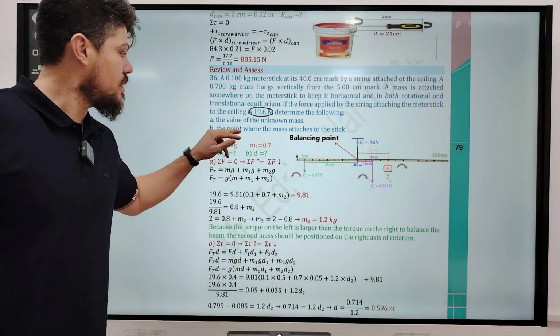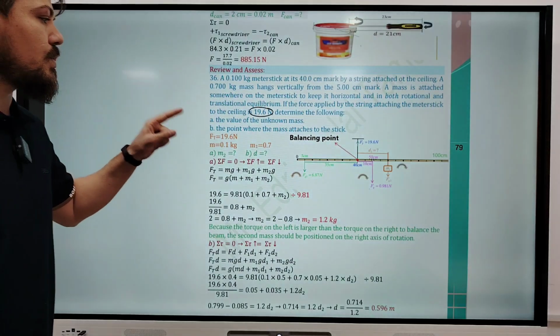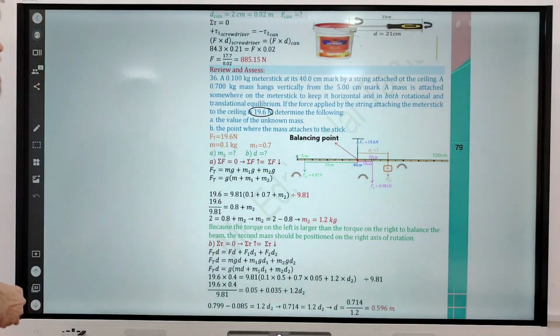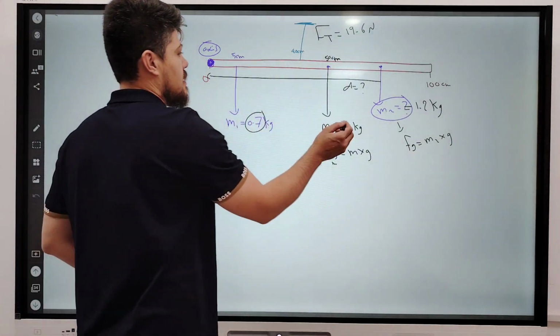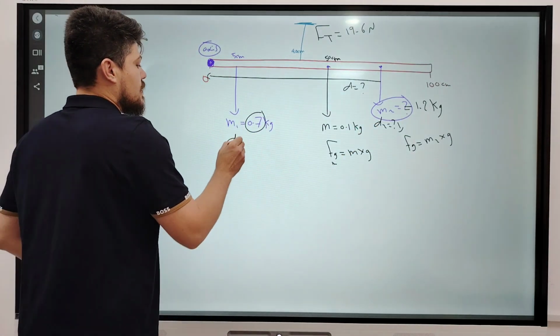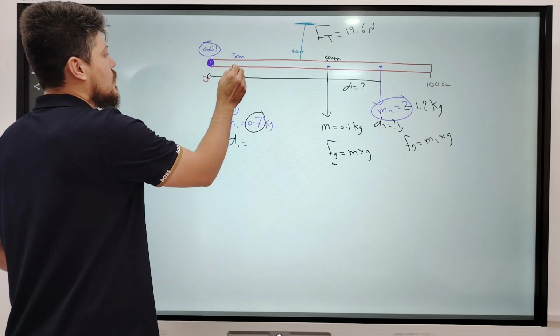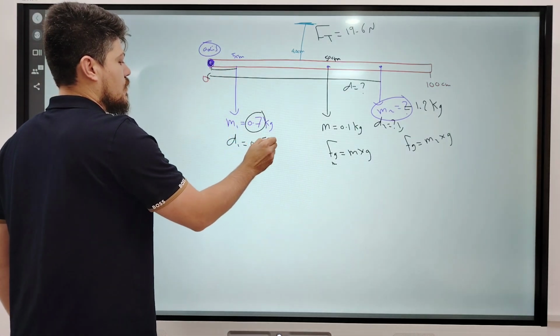The second unknown of the question is the point where the mass attaches to the stick. It means that this distance is d2. What is the value of d1? d1 is 5 centimeters from the axis of rotation, which is equal to 0.05 meter.